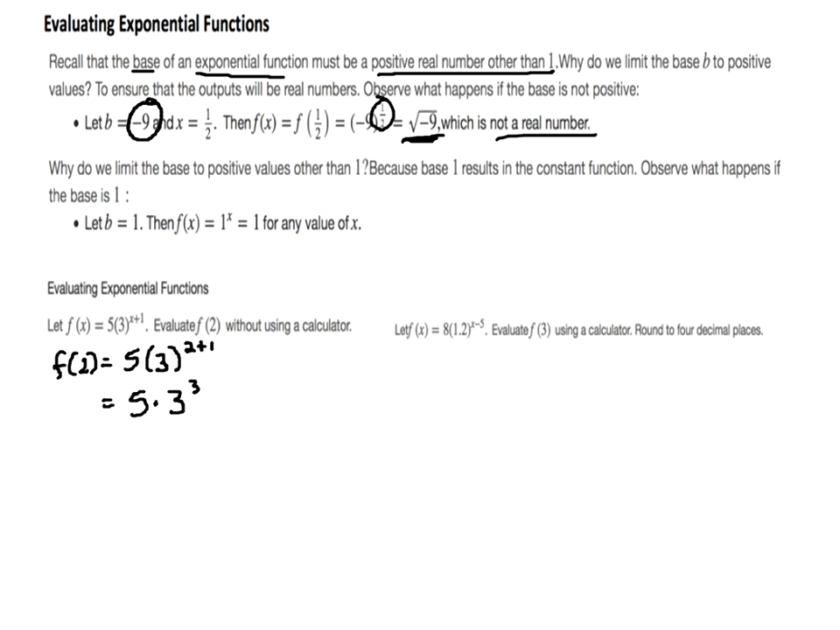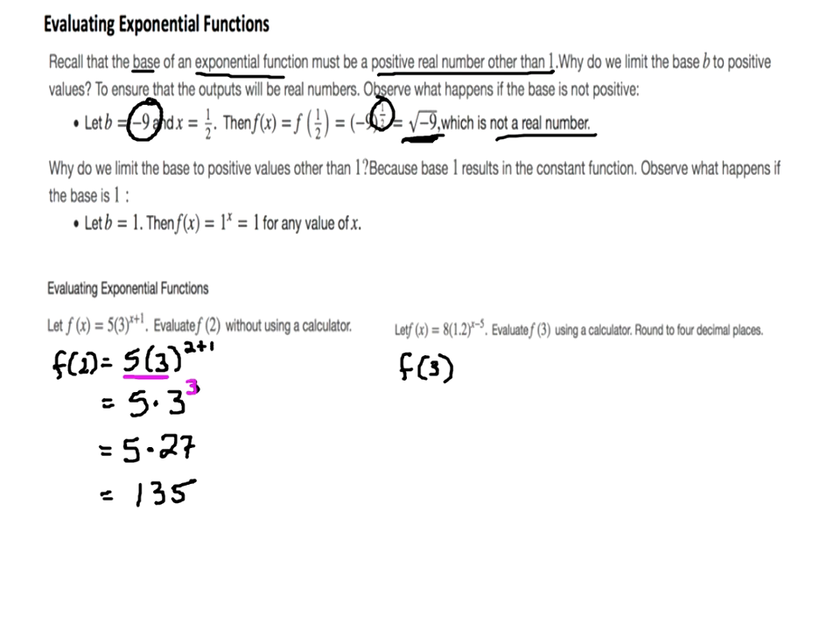Now, you have to be careful with your order of operations. A lot of students are very tempted to multiply A and B together, and that is incorrect. Order of operations says I have to take care of this exponent before I can take care of any multiplication. So this is really 5 times 3 cubed. 3 cubed is not 9. You're not multiplying 3 times 3. This says multiply 3 by itself 3 times. 3 times 3 times 3 is 27. And 5 times 27 is 135.